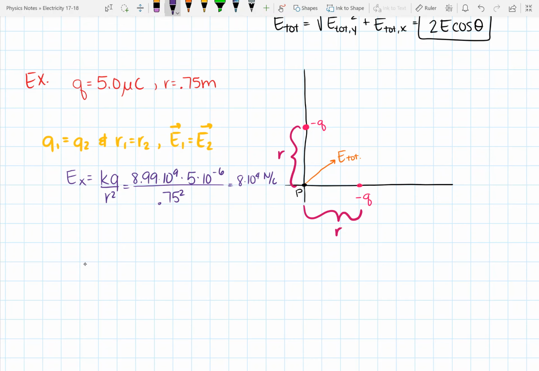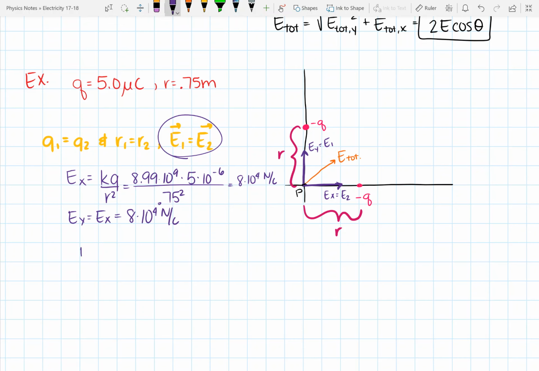Now remember, this one is only going to produce in this direction. This is going to be EY, which is going to be the same as E1. And this one is going to be EX, which is the same as E2. Because this can only exert in one direction, and this can as well. But I also know that EY then is the same as EX because I just said this. So I have 8 times 10 to the 4th newtons per coulomb as well here.